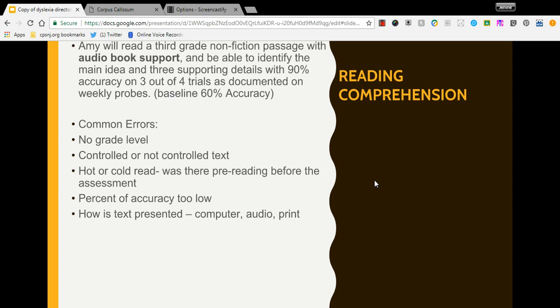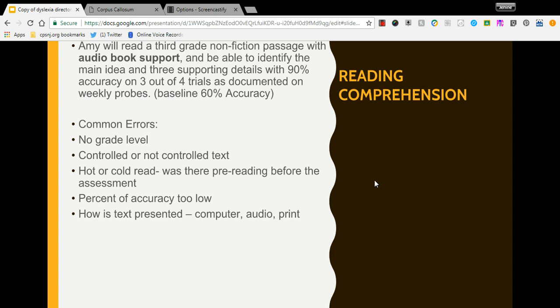With reading comprehension, here's an example. Amy will read a third grade nonfiction passage with audiobook support and be able to identify the main idea and 3 supporting details with 90% accuracy on 3 out of 4 trials as documented on weekly probes. The baseline is there in parentheses, that she performed 60% before the interventions were implemented.